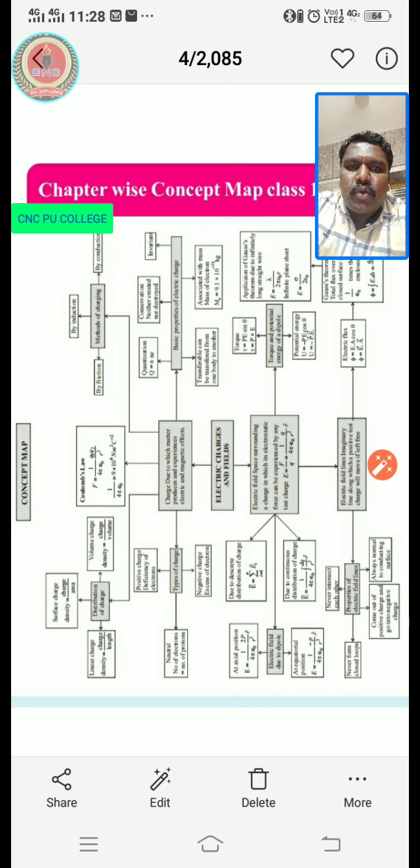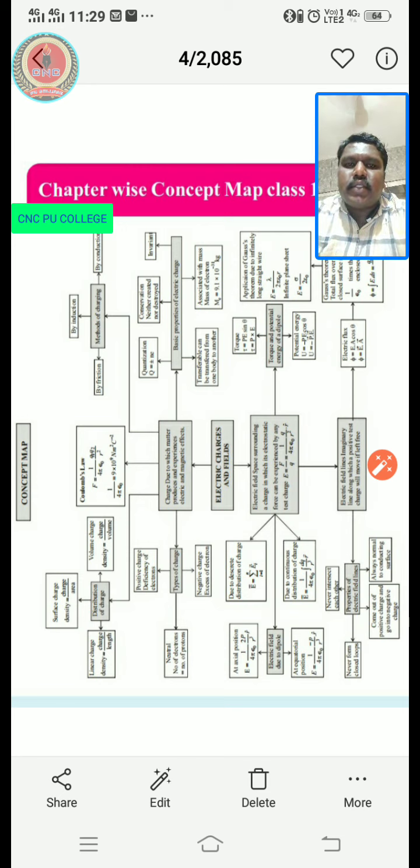The first one, field due to an infinitely long straight uniformly charged wire, which is related to linear charge distribution, and the final expression we are going to get is 1 by 2 pi epsilon naught lambda by r, or we can say it is equal to lambda by 2 pi epsilon naught r into unit vector. The second derivation, electric field due to a uniformly charged infinite plane sheet, where we have to consider surface charge distribution, and the final expression we are going to get is E is equal to sigma by 2 epsilon naught, where sigma must be considered as a surface charge distribution.